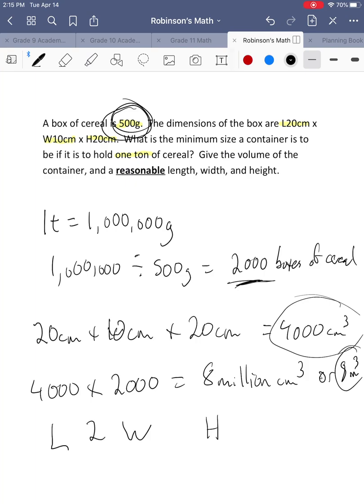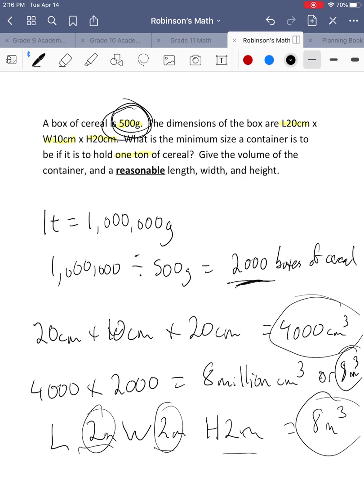One answer is a container that has a length of 2 meters by a width of 2 meters by a height of 2 meters. So 2 meters times 2 meters times 2 meters gives us 8 meters cubed. So one answer to this question is a container that is 2 by 2 by 2. Alternatively, it could be an 8 by 1 by 1. There are a couple of different answers that you can get to this, but the most common answer that I get is to get 8 meters cubed, I multiply 2 times 2 times 2 to give us 8 meters cubed. So the container must be a 2 by 2 by 2.